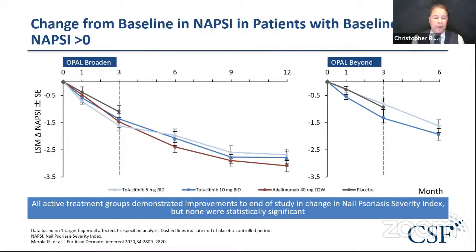This is from the comparator trial that had adalimumab as an active comparator. And you can see that the results, although not, again, were very similar to what one saw with adalimumab. And we also see changes in OPAL Beyond.